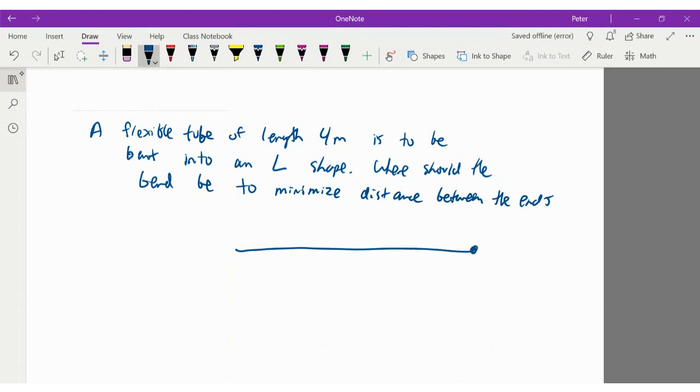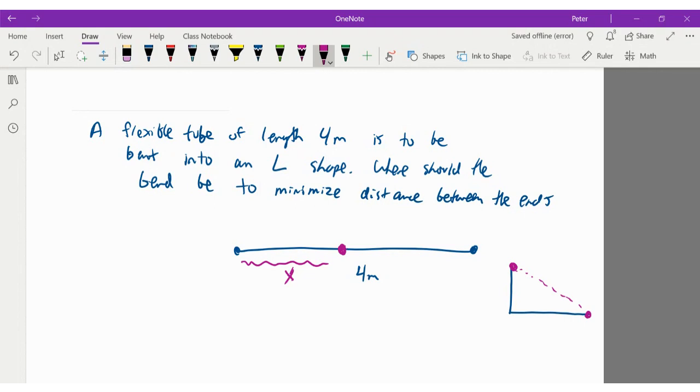So what we've got here is a 4 meter length of tube. We want to bend it someplace. So what it's going to become is this. And what we're trying to do is minimize this distance. So if you think about it, what we can do is put the bend here. Let's draw that as the place where the bend goes. So the idea is we're going to bend the pipe, let's say x meters.